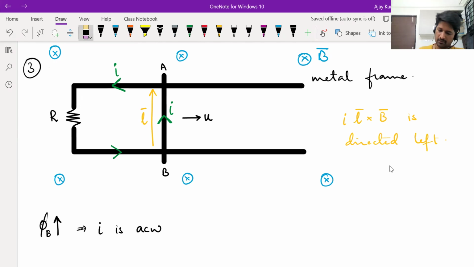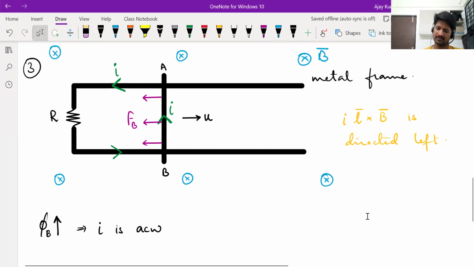So effectively, because of the current flowing in it, there will be a magnetic force acting on that rod this way. And what will that magnetic force do? It is opposite to the velocity. So it will slow down the rod. Fine. So the speed will decrease.